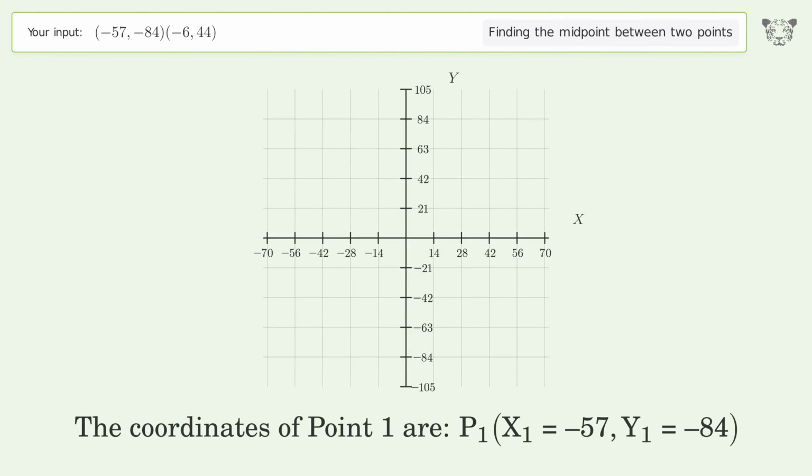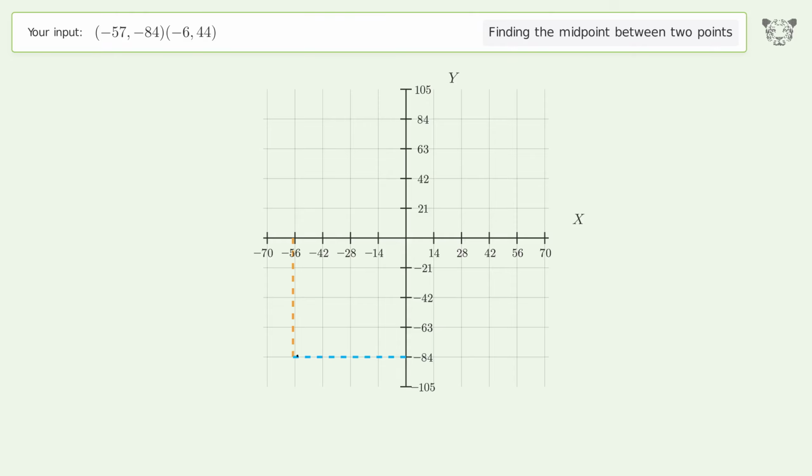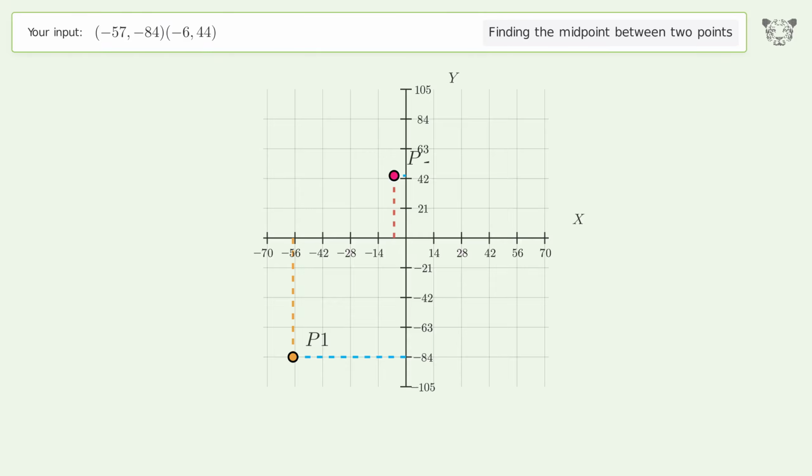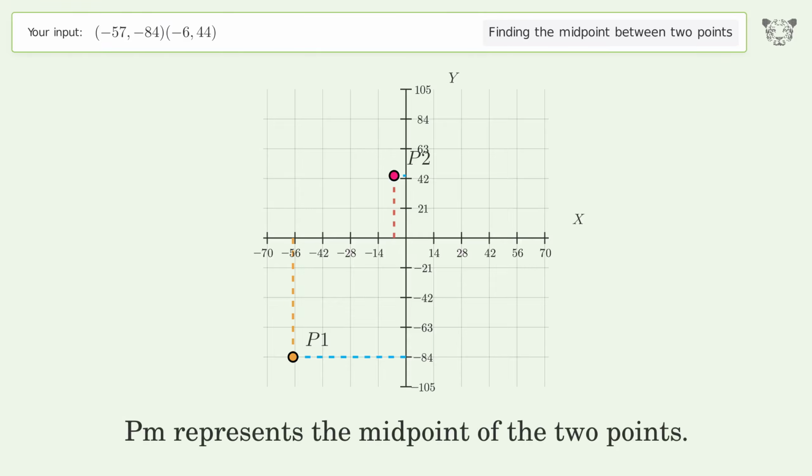The coordinates of point 1 are, x1 equals -57, y1 equals -84. The coordinates of point 2 are, x2 equals -6, y2 equals 44. PM represents the midpoint of the 2 points.